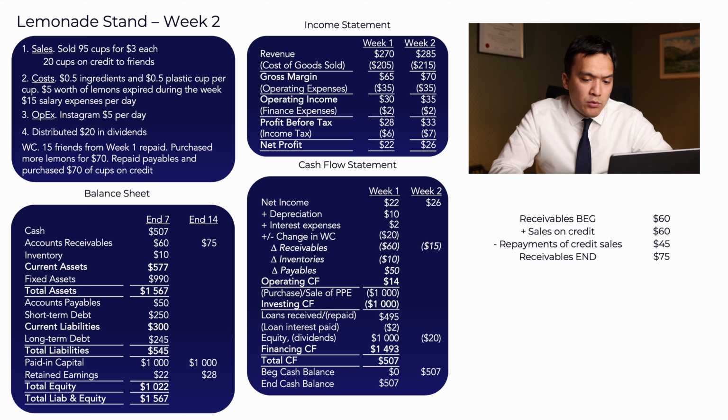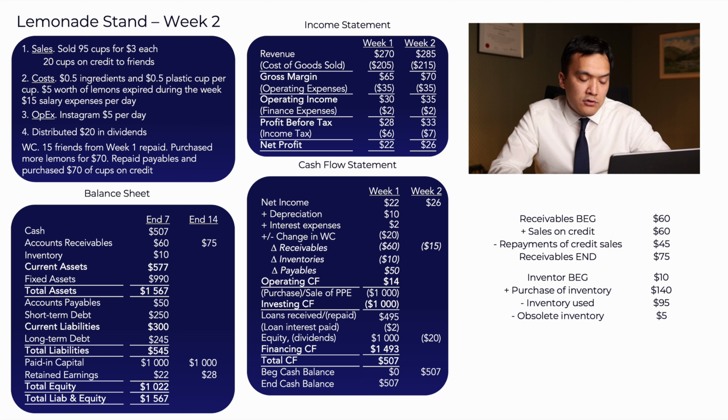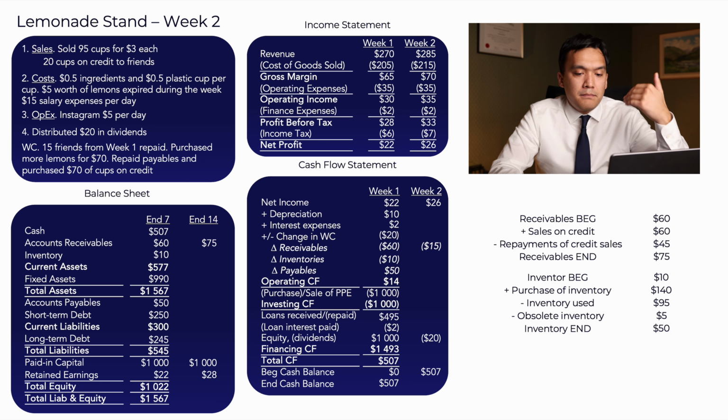And now the inventories. At the beginning of week 2 we had $10 of inventories. We purchased $140 worth of inventories, so $70 lemons and $70 of cups purchased on credit, and minus $95 of inventory used for our lemonade cups, and minus $5 of inventory that became obsolete. So the lemons got expired and we need to write them off. So our inventory at the end of the period is $50. So 10 plus 140 minus 95 minus 5, our ending inventory balance is $50.